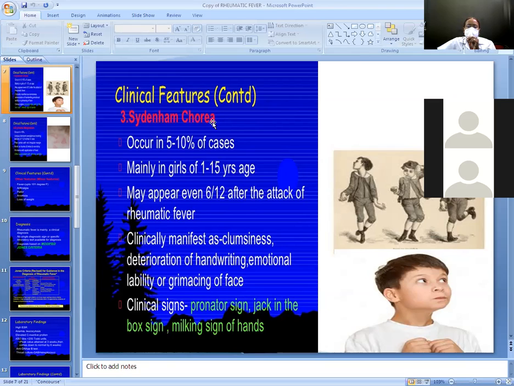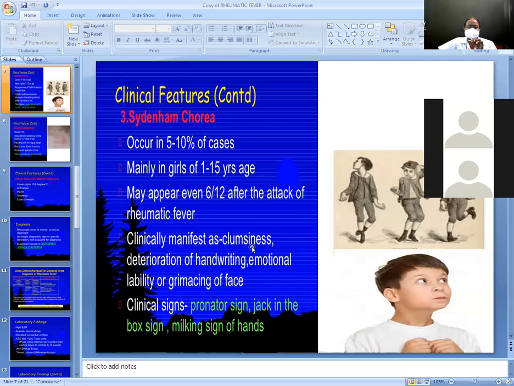Chorea means repetitive, involuntary, jerky movements of the limbs. This is also called Saint Vitus dance. Jerky, repetitive, involuntary movements of limbs, that is chorea. It is a late sequela. It appears usually 6 to 12 weeks after the attack of rheumatic fever. It is very common in girls.